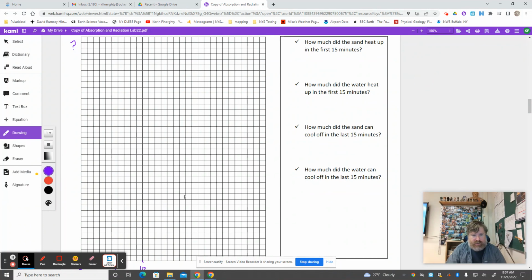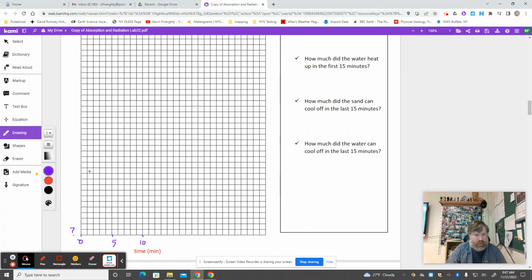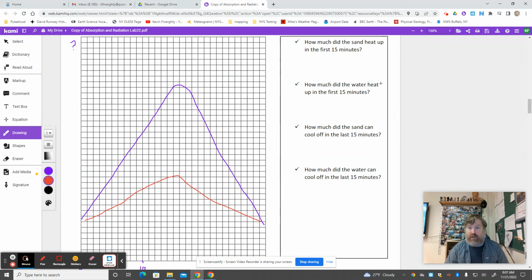Then you chuck all your dots. Ideally, you'll have one that heats and cools faster. This would be like perfect data. And then one that heats and cools slower. Now, given the state of our equipment and our methods, maybe it doesn't look perfect like that. But give me what you got. Don't try to falsify the numbers that you ended up with.